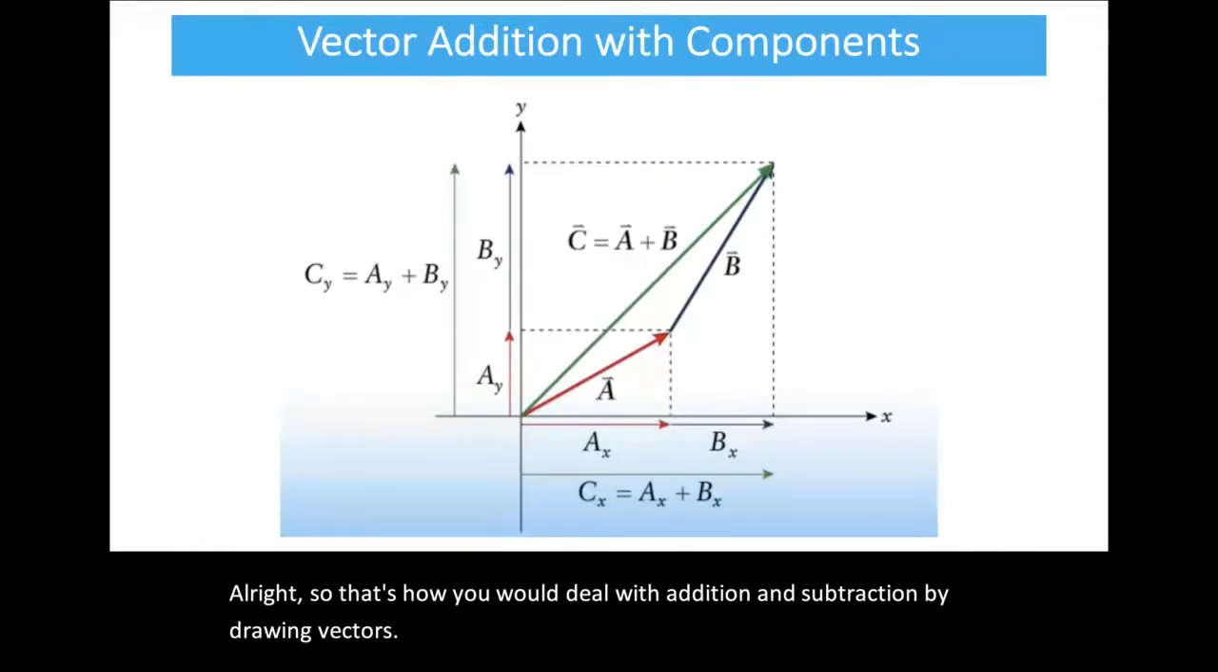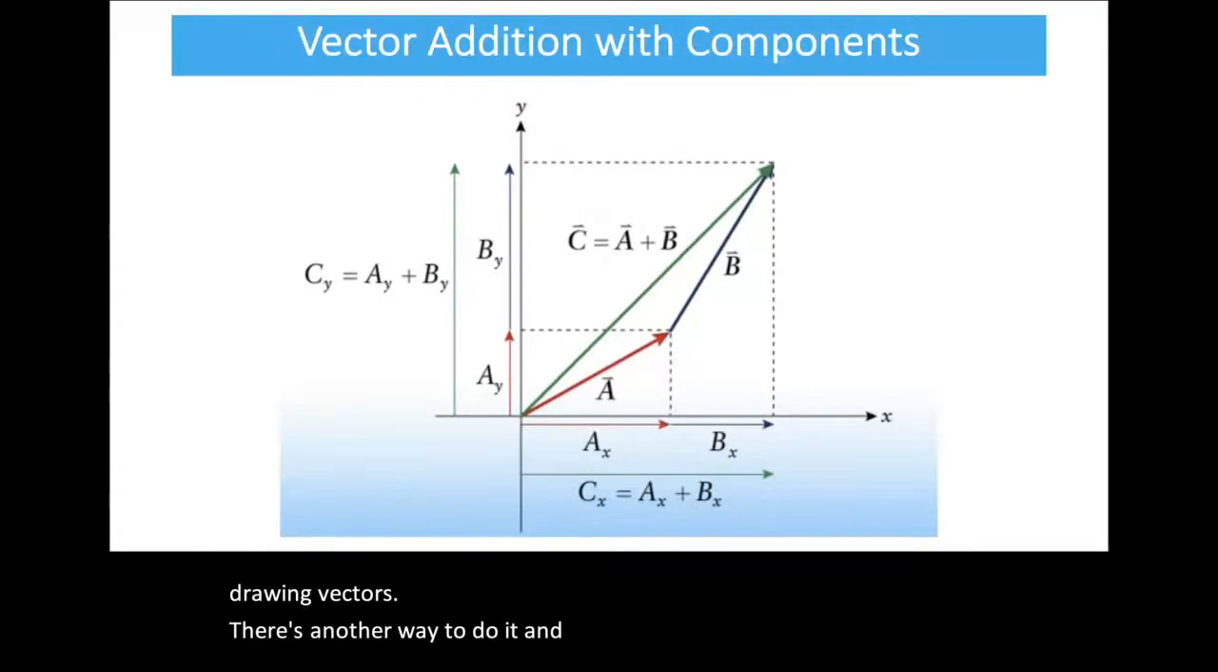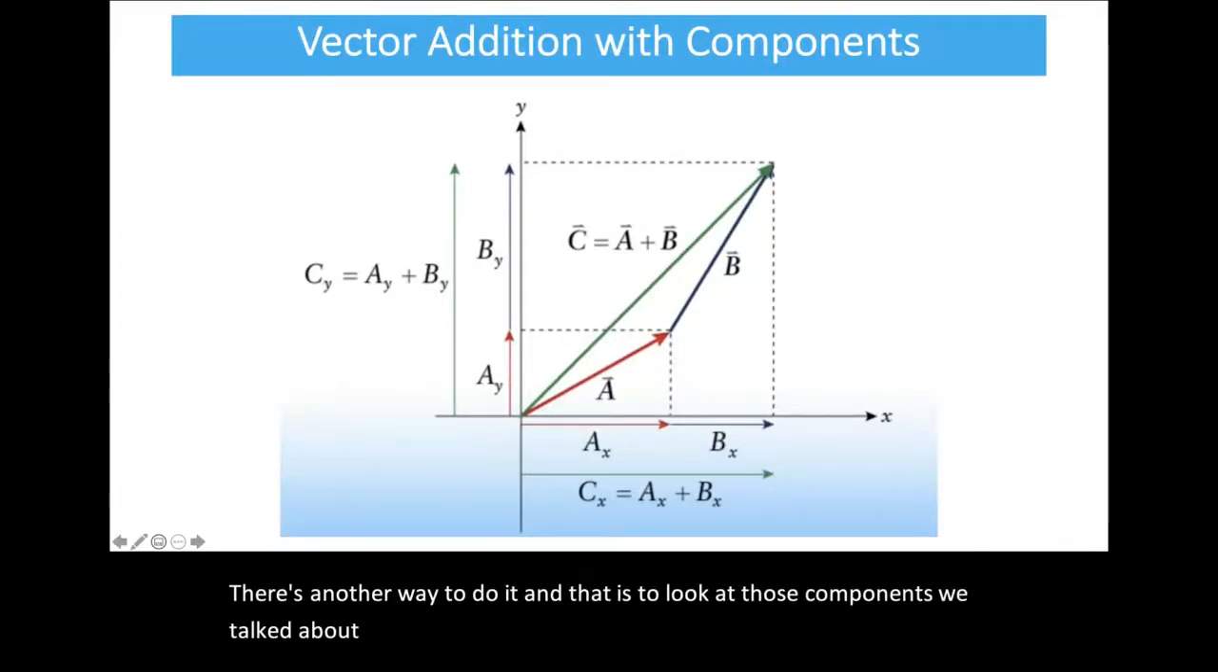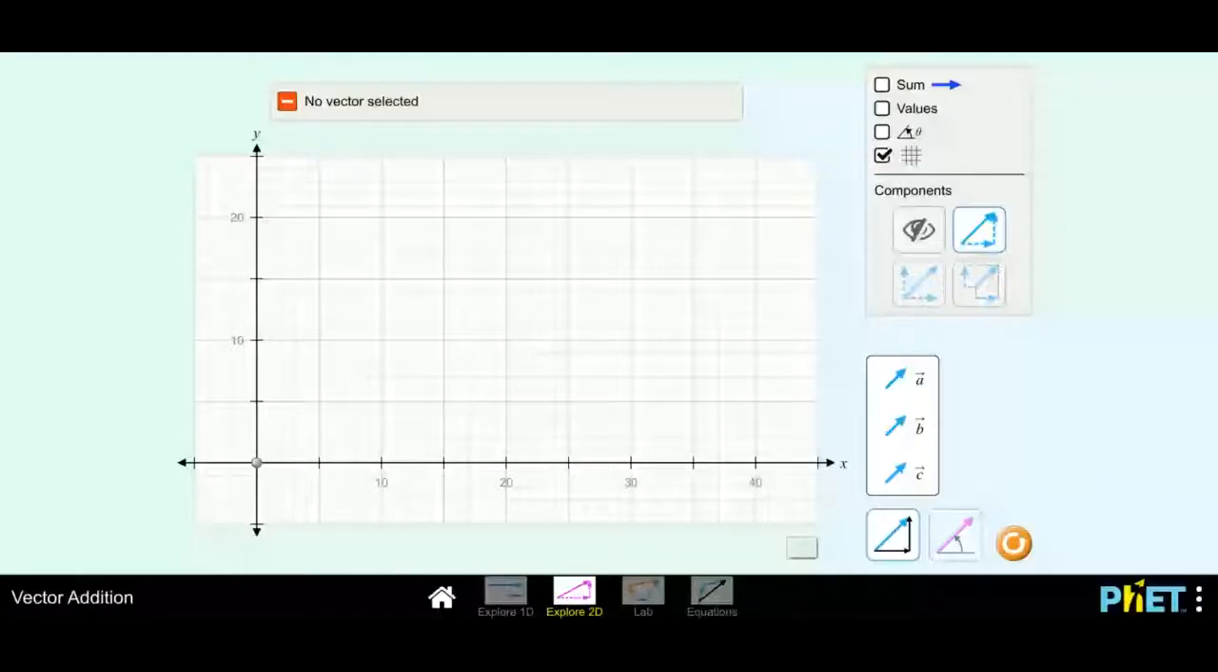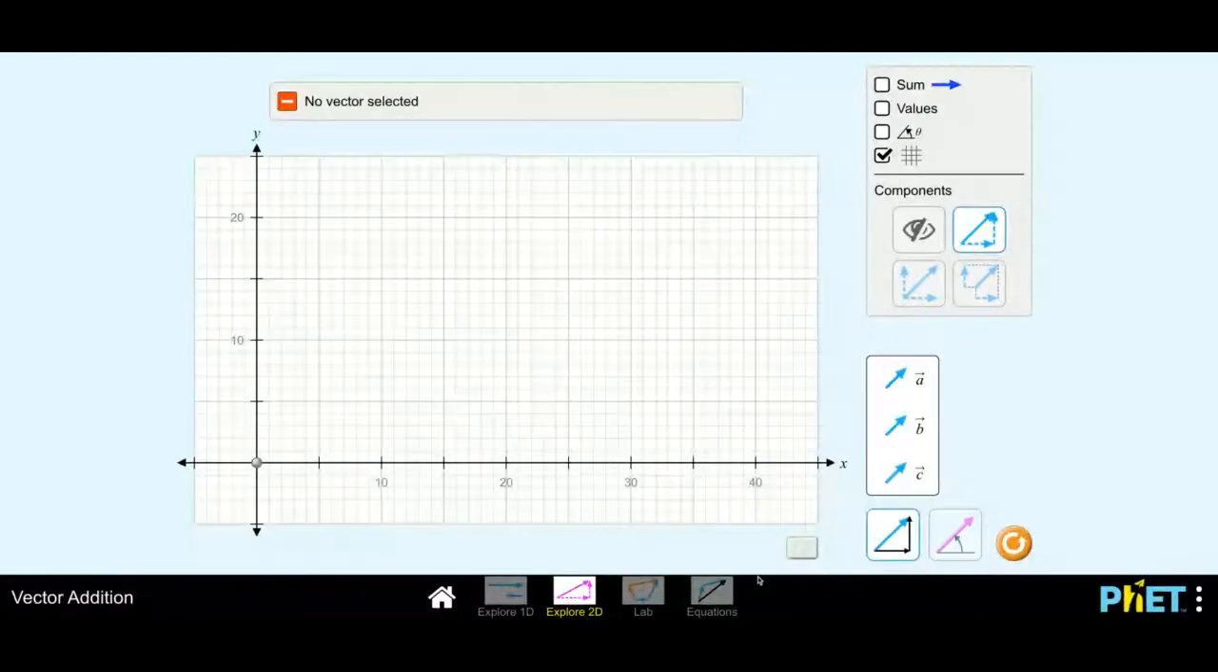There's another way to do it, and that is to look at those components we talked about earlier. And this is a picture from your pre-lecture. But what I thought I would do actually is to go and look at one of our PhETs again, because there's a really nice vector addition PhET. It's hopefully going to pop up for you. That looks something like this. Okay, where you can play around with vector addition.